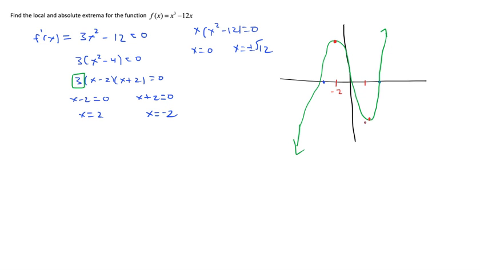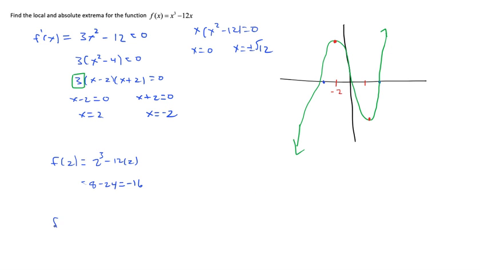So the last thing we need to do is go ahead and plug these guys in. So we get f of 2, which is going to be 2 cubed minus 12 times 2. So we get 8 minus 24, which is negative 16, which is down there. That makes sense: 2 comma negative 16.